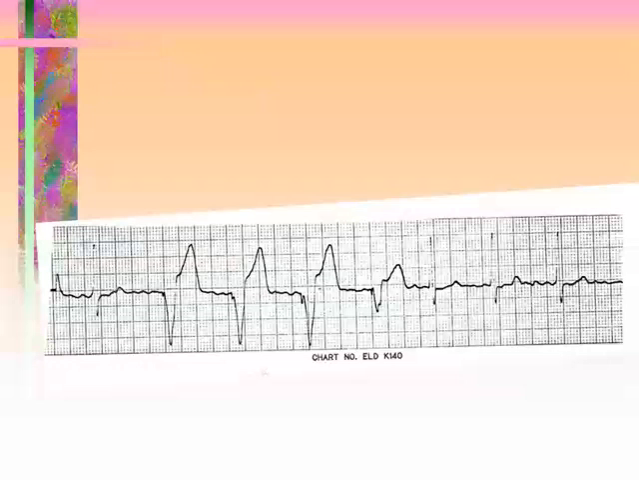This is showing someone who has an underlying atrial fib and has a paced rhythm. If you look very closely, you can see the pacing spike here.